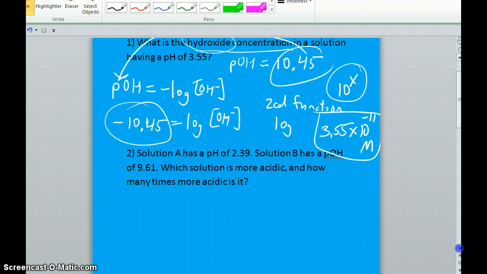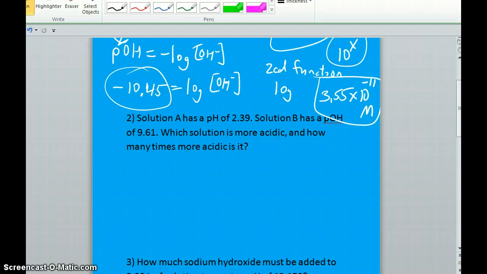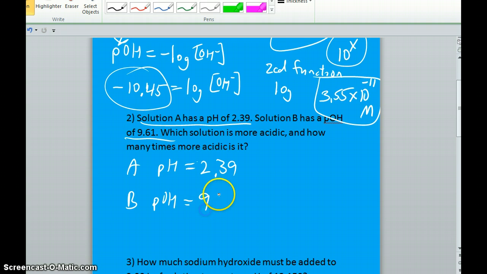Now, something else we should consider as well. Let's not forget that logarithmic values here, base 10 log values, differ by a power of 10. For every one logarithm point, you have a tenfold difference in the values you're measuring. And that's very important when we're asking a simple problem such as this. We have solution A, and solution A has a pH of 2.39. And solution B has a pOH of 9.61. And I'm asked to compare which is more acidic and how many times more acidic is it.